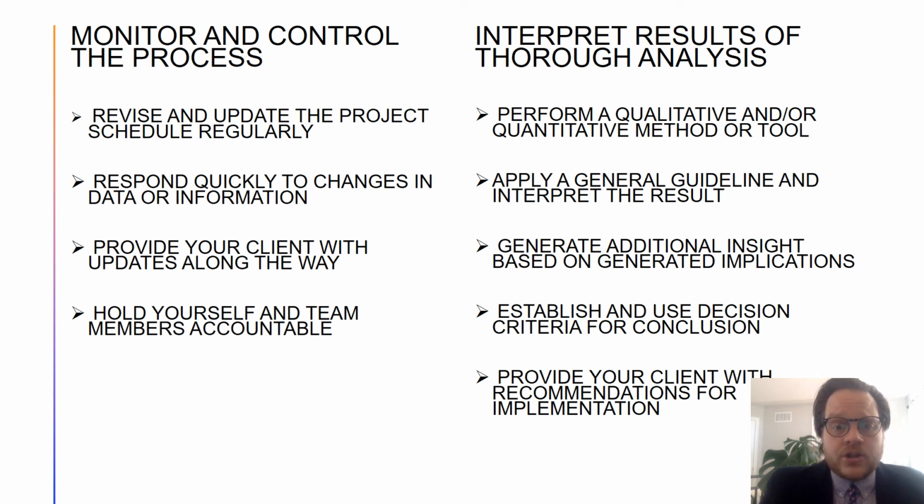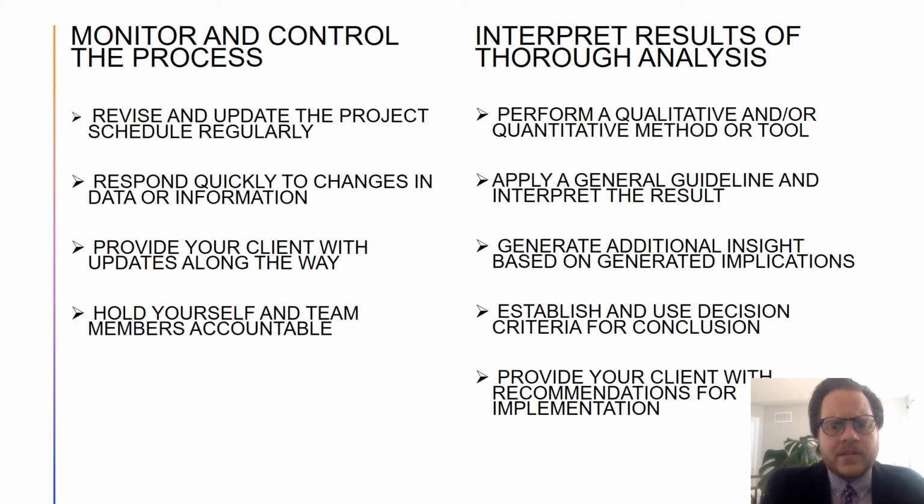You want to then generate additional insight based on general implications. So again, this is going back to the idea of integration. You're generating additional insight of any maybe tax implications or financial reporting implications based on the result of your analysis.